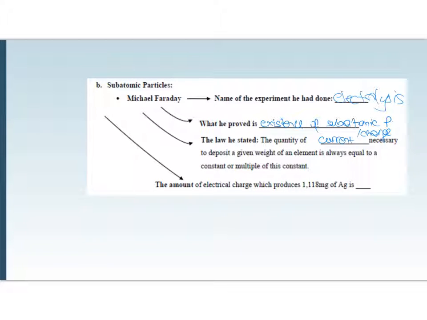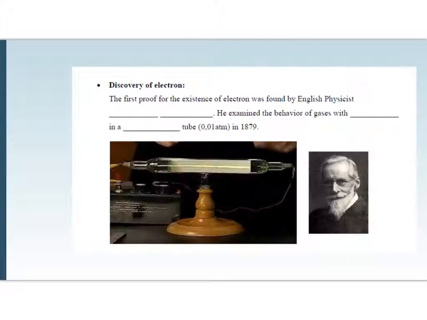And what he quantitatively found is that the amount of electrical charge which produces 1.180 milligrams of silver is 1 coulomb. Okay, now that they told us there are some subatomic particles, what are they? What are those subatomic particles?